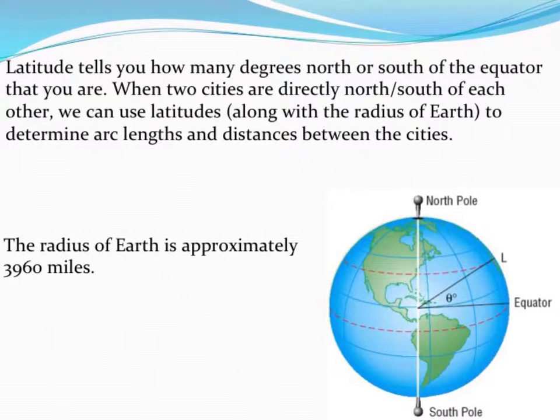We can use our understanding of arc length to find the distance between two cities on the surface of the Earth. Now, we're going to use the latitudes, that is the degrees above or below the equator those two cities are, and the radius of the Earth to approximate this distance.